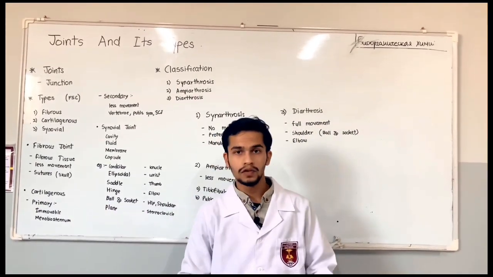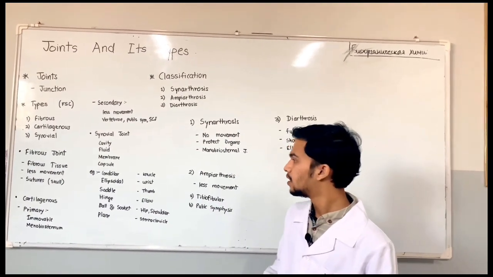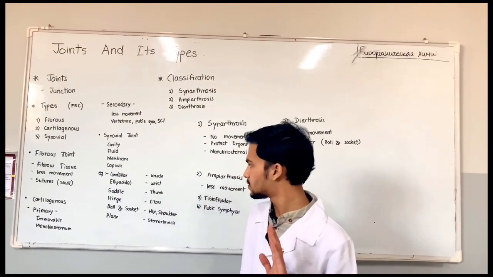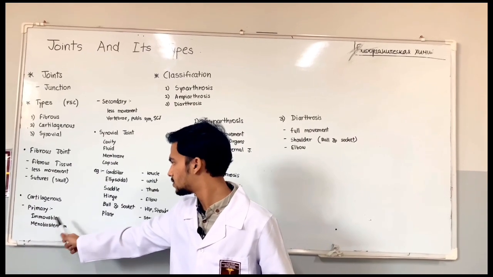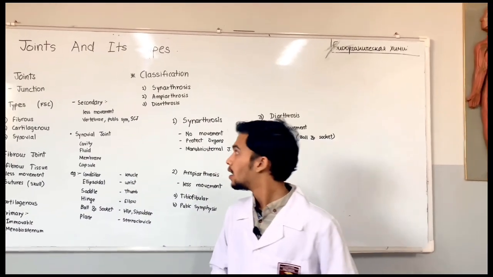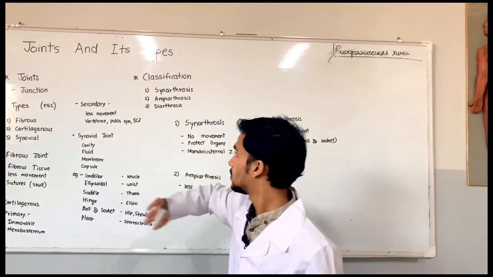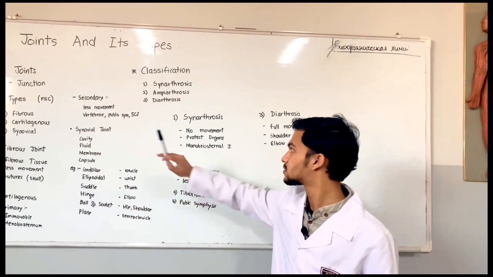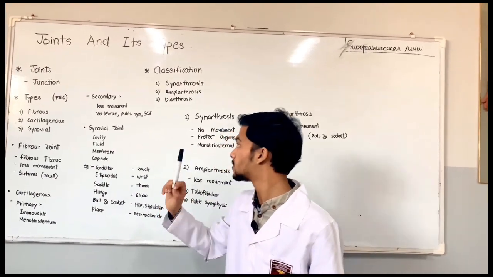Cartilaginous joints are of two types, primary cartilaginous joints and secondary cartilaginous joints. First of all, we will discuss primary cartilaginous joints. Primary cartilaginous joints are immobile, and the example of this joint is the manubriosternal joint and SCJ. Then we will discuss secondary cartilaginous joints. These joints possess less movement, and the examples are sternoclavicular joint, vertebrae, and pubic symphysis joints.